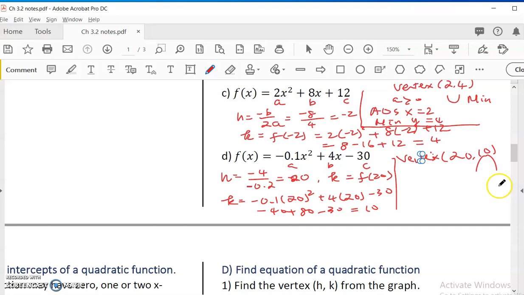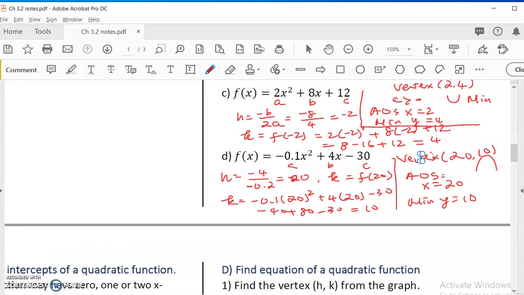And it's facing down. So you can imagine that the axis of symmetry is a vertical line that goes through 20, x equal to 20. And it's a maximum, right? Because it's facing down. Maximum y is equal to 10. The maximum function value is 10.